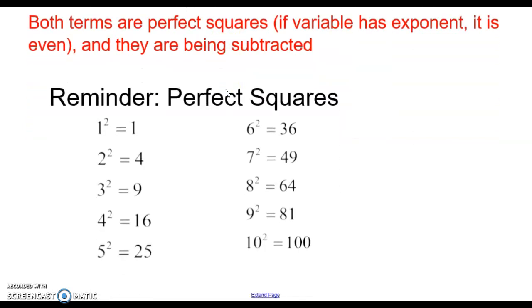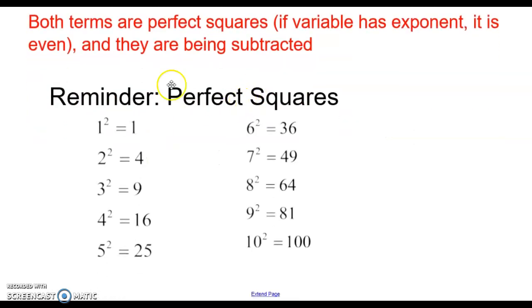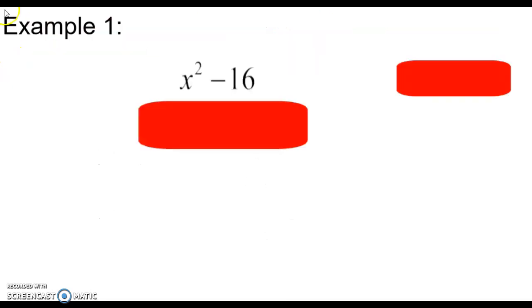And then remember what a perfect square is in terms of numbers. So 1 squared is 1, 2 squared is 4, 3 squared is 9. These numbers on the right-hand side are your list of perfect squares. So if they're showing up as the coefficients or the terms, then this is going to be a difference of two squares. So we'll take a look at some different examples to apply this.